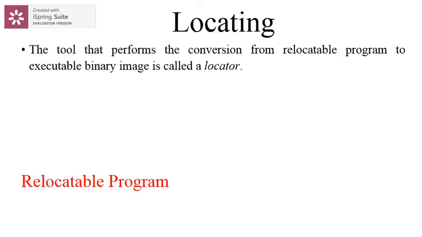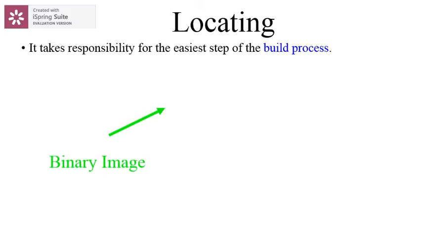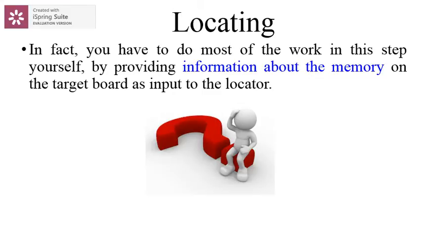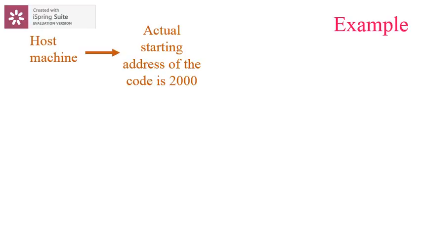Now we are going to see about the locator. The tool that performs the conversion from a relocatable program to an executable binary image is called a locator. It takes responsibility for the easiest step of the build process. In fact, you have to do most of the work in this step yourself, by providing information about the memory on the target board as input to the locator. The locator uses this information to assign physical memory addresses to each of the code and data sections within the relocatable program.